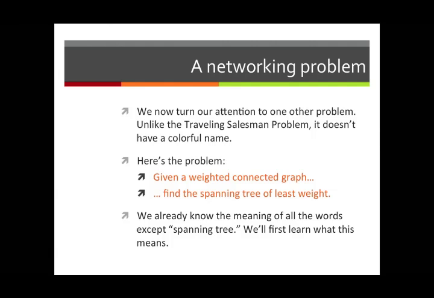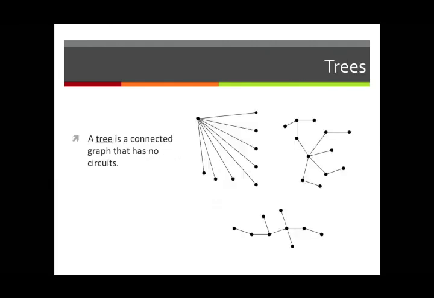We don't know what that means. So first we'll learn what this phrase means, spanning tree. Well, let me remind you, a tree is a connected graph that has no circuits. Here are 3 examples that we saw earlier, and you could draw for yourself many other examples.